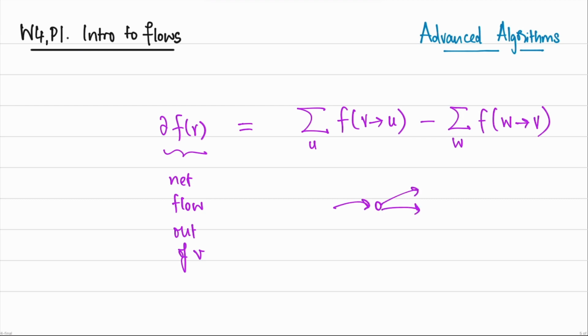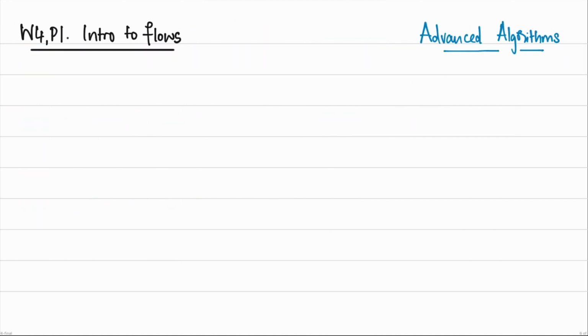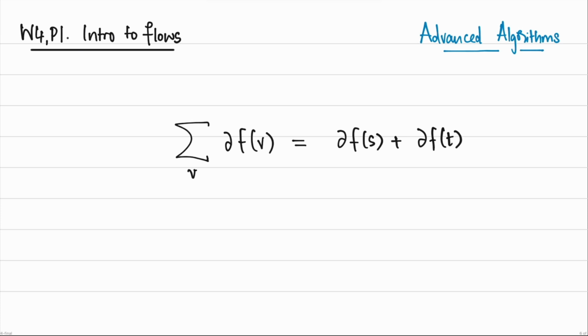And as we have been saying, that's going to be effectively 0 for every vertex other than s and t. For s and t, there are no guarantees. But let's see what we can say about the total flow based on the fact that flow is conserved at every vertex. So let's take a sum of the net flow at every vertex. And I would like to claim that this is actually the sum of the net flows at the two special vertices s and t. And why is that?